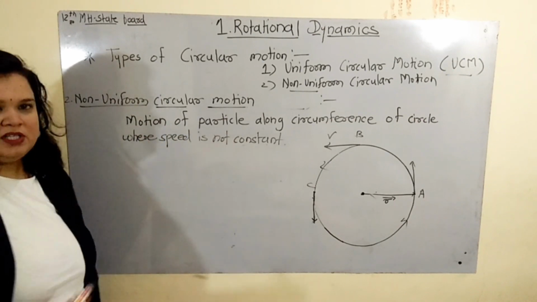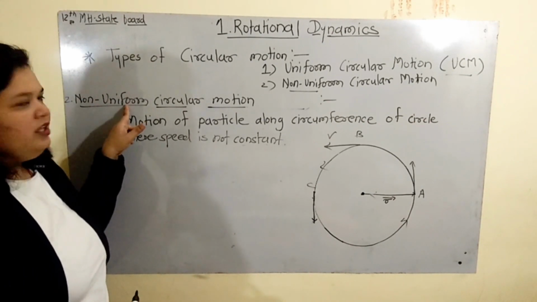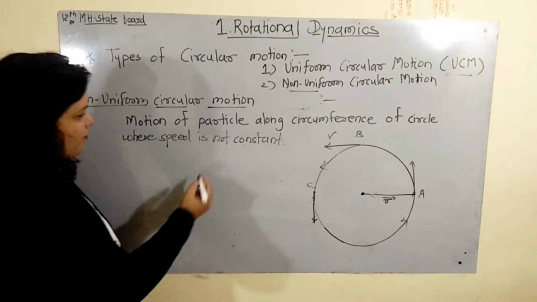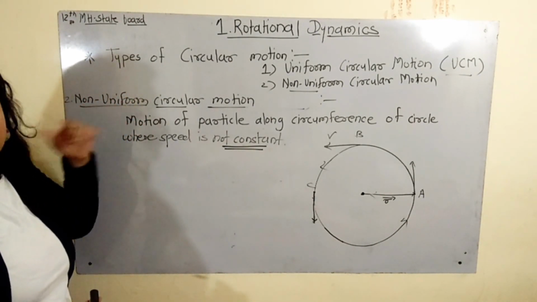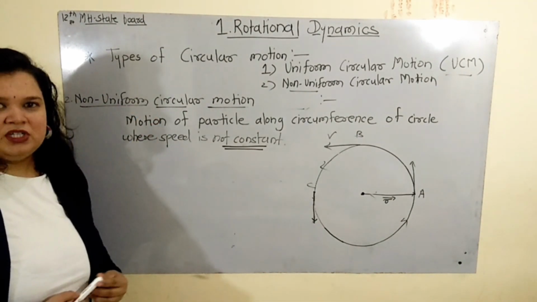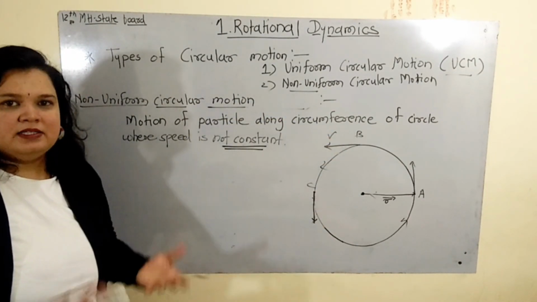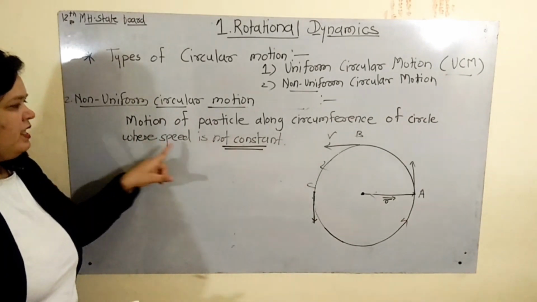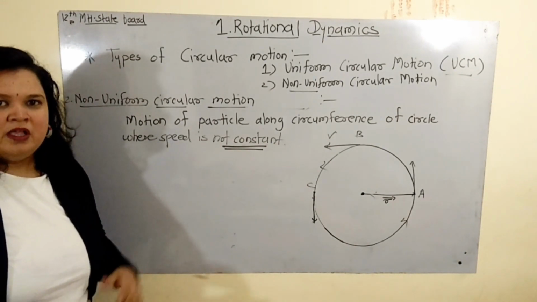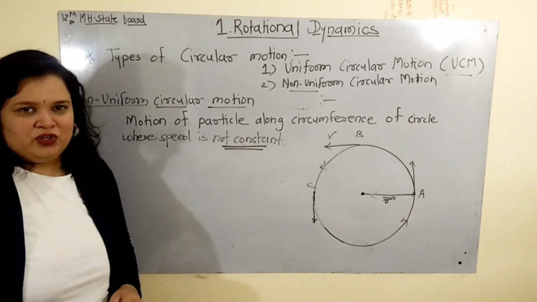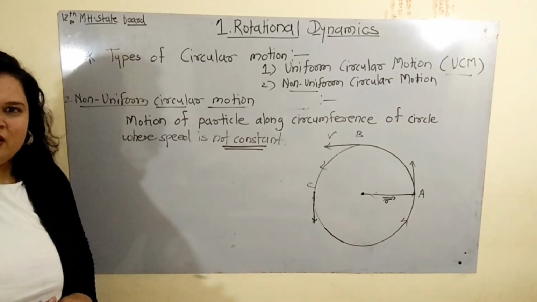Next term is non-uniform circular motion. In uniform circular motion, we know that speed is constant. Here non-uniform means in non-uniform motion, speed is not constant. Okay, let's define non-uniform circular motion. Non-uniform circular motion is defined as motion of a particle along the circumference of a circle, or we may say circular motion, where speed is not constant. If the speed is constant, then it is called uniform circular motion. If the speed is not constant, then it is called non-uniform circular motion.